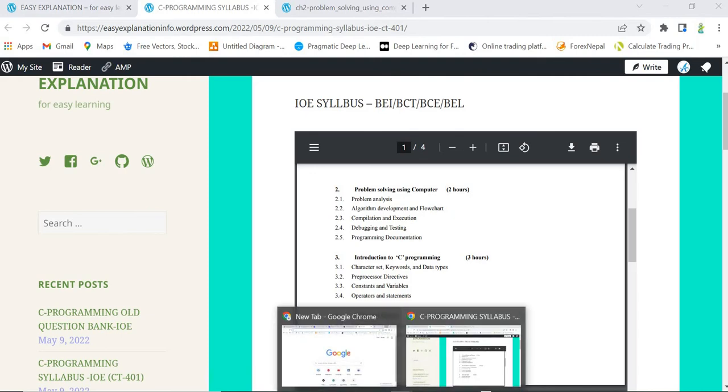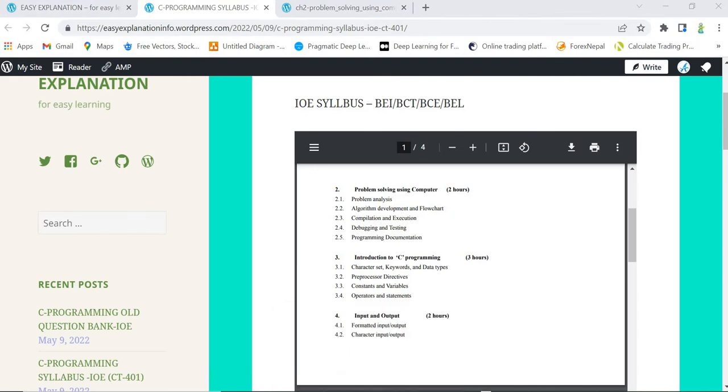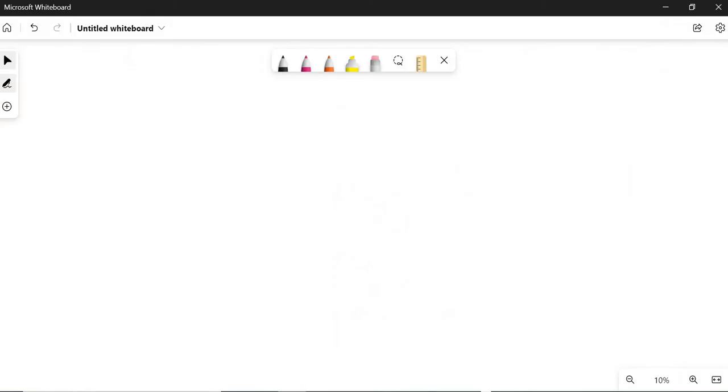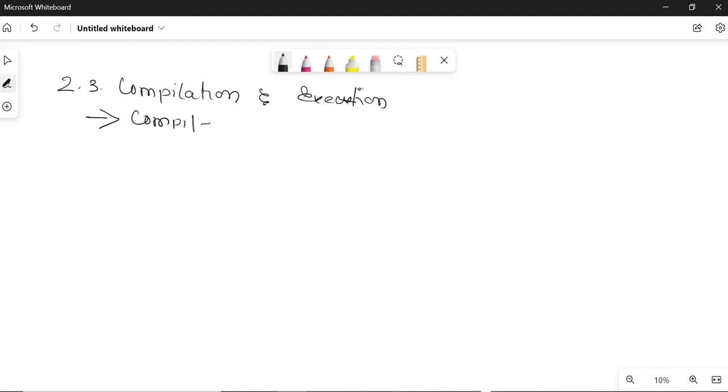Before studying compilation and execution, we have to know what a compiler and an interpreter are. So the topic is 2.3, compilation and execution. Before going to this topic, we have to know about two topics, that is compiler and interpreter.